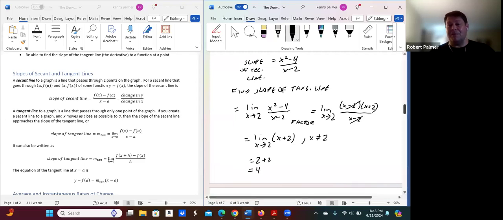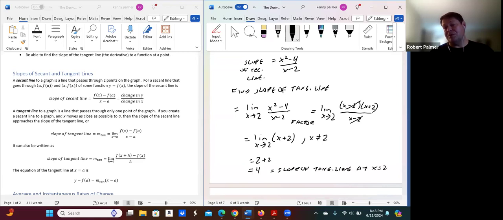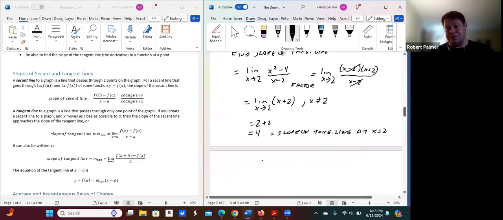Okay, that's the limit. So what that value is, this is equal to the slope of the tangent line at x equals 2. And that's also equal to the derivative of the function at x equals 2.